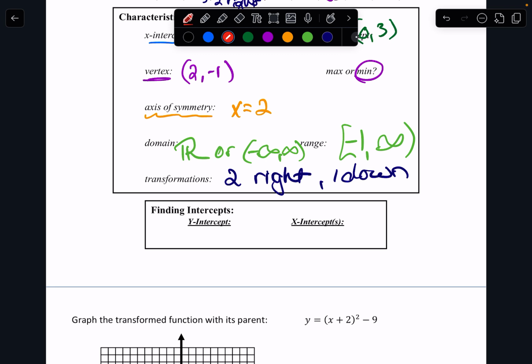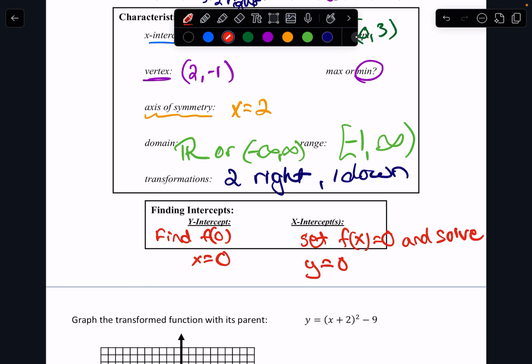So to find the y-intercept, you want to find f of 0. So we set x to equal 0. For the x-intercepts, we set f of x to equal 0, and then we solve. So y equals 0, just like we've done with the linear equation or linear functions.